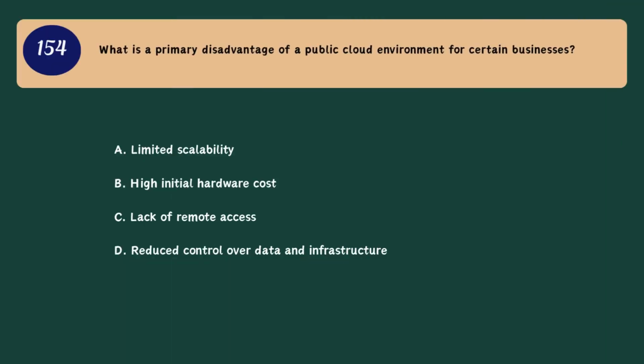Question 154. What is a primary disadvantage of a public cloud environment for certain businesses? A. Limited scalability. B. High initial hardware cost. C. Lack of remote access. D. Reduced control over data and infrastructure.